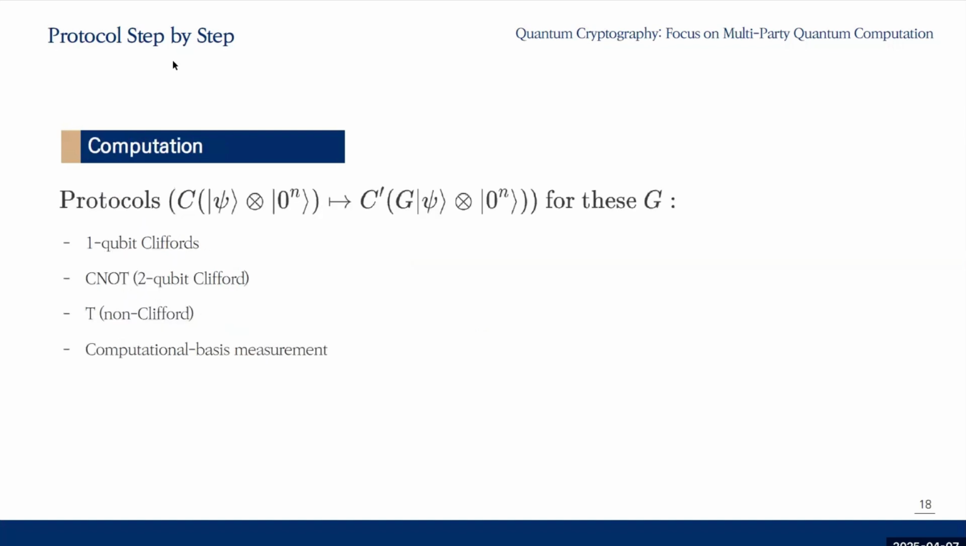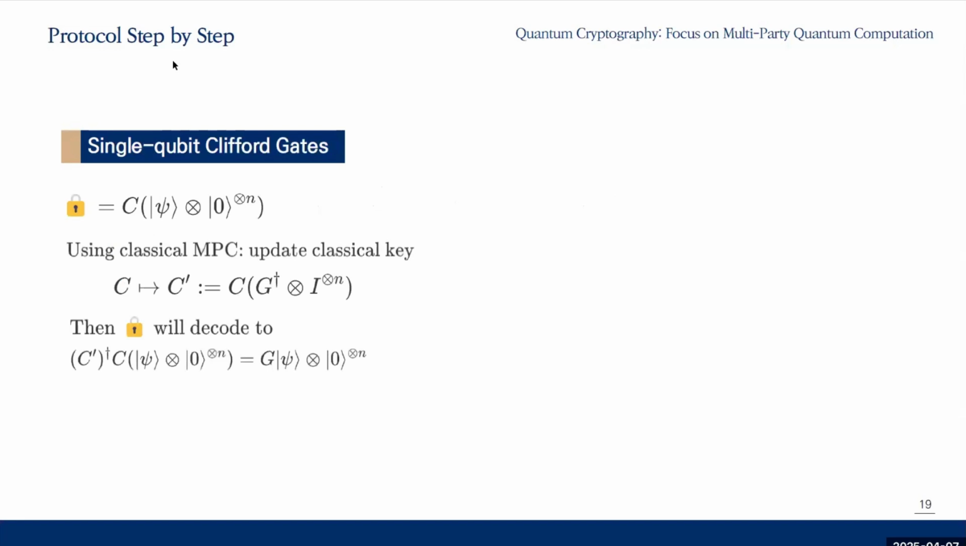So once inputs are securely encoded, we move on to computation. The goal is to transform an authenticated state C into a new authenticated state C prime, where G is the gate we want to apply. We cover protocols for 1-qubit Cliffords, 2-qubit Clifford gates, the non-Clifford T gate, and computational basis measurements. So let's start with the single qubit Clifford gates.